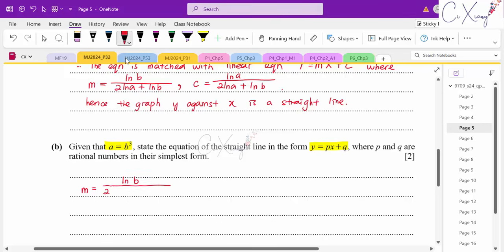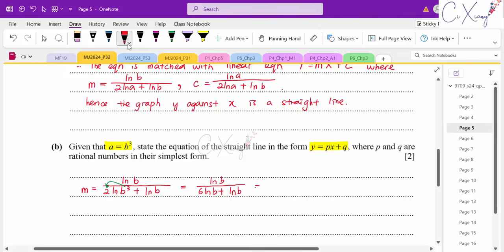Okay, I'm having 2 ln a. A I substitute by using b power 3, then plus ln b. For the 3 here, which is a power, I can put it in front, multiply with the 2. Therefore, I'm having ln b divided by 6 ln b plus 1 ln b.